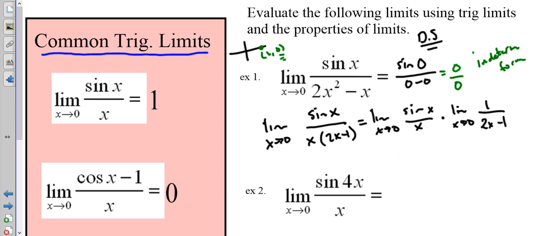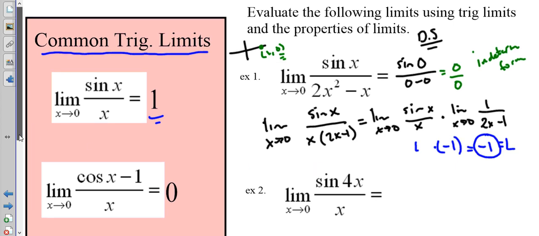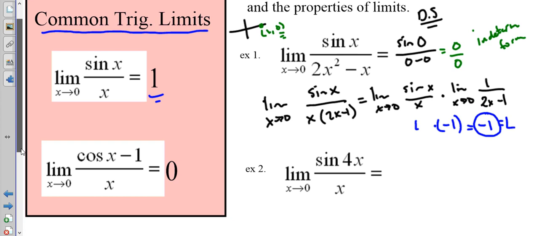Well, doing so, I can find both of these limits. This limit right here, we know is 1, times this limit, where I can plug in 0, 2 times 0 is 0, and I know it is going to equal negative 1. So 1 times negative 1 equals negative 1. Our limit for this particular function is negative 1. And there we go. Pretty cool, huh? All right, let's try some more.